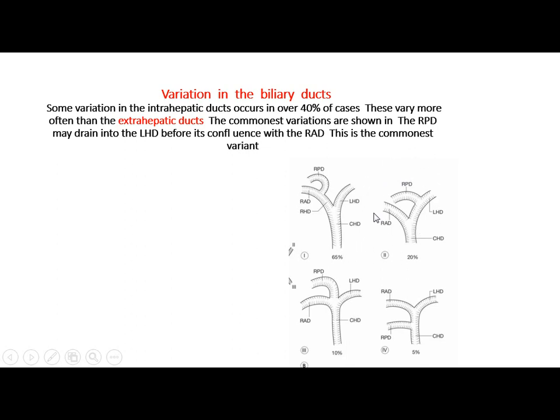This is the normal, where the right posterior joins the right anterior to form the right hepatic duct, but in the variation the right posterior joins the left hepatic duct, not the right one. It's the most common type. There are also multiple rare variations here at the confluence: the right posterior duct may join the left to form a common trunk.